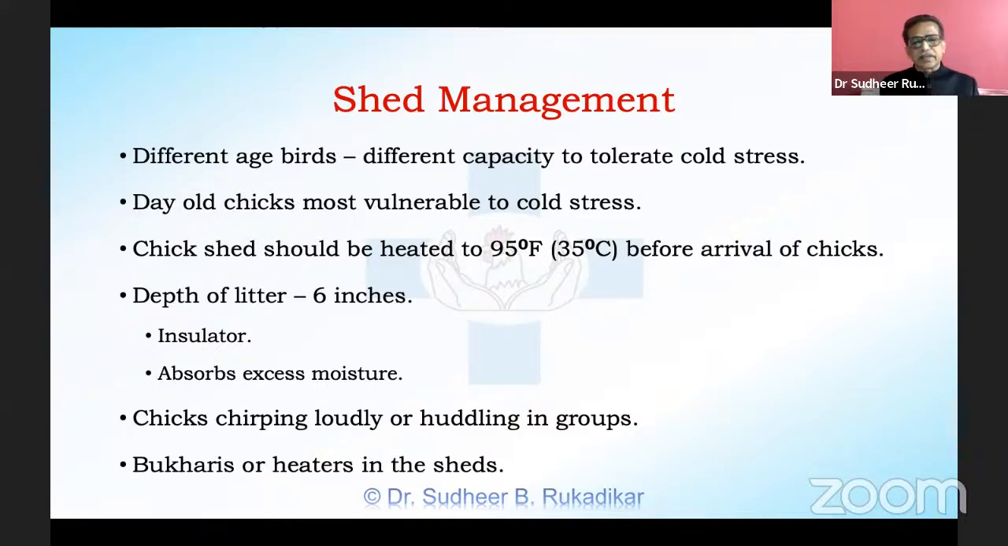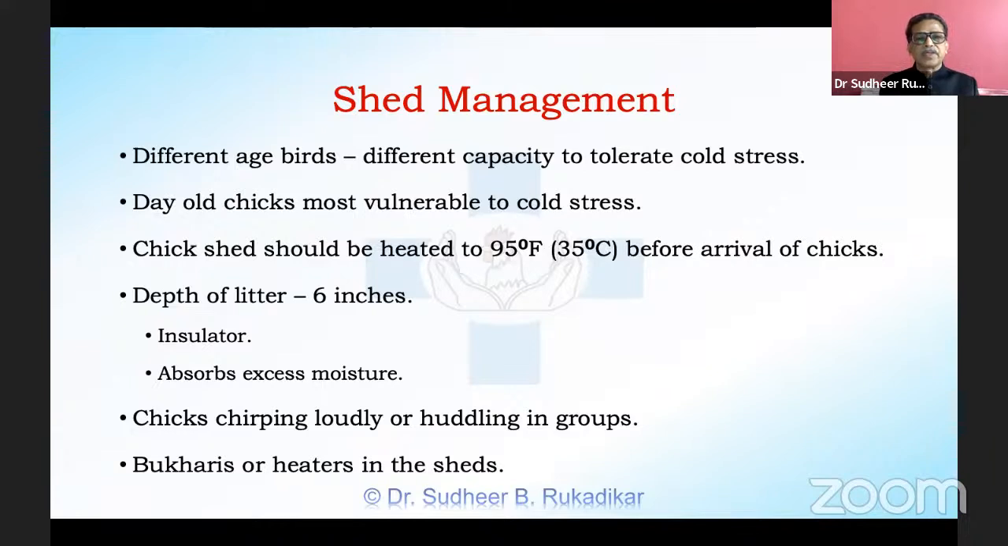When you're thinking of litter, generally what happens, and I have seen it in many farms, is they put litter of hardly 2 inches, not more than that. Even 2 inches is rarely seen. But when you are thinking of winter, it has to be 6 inches deep because there are two factors. It is an insulator. It will not allow the cold from the floor to come through the legs to the body. It will try to keep the bird warm. It will also absorb excess moisture.